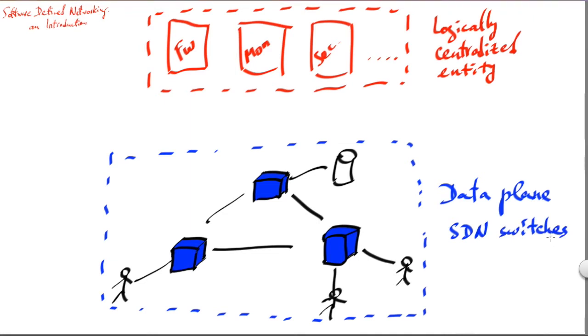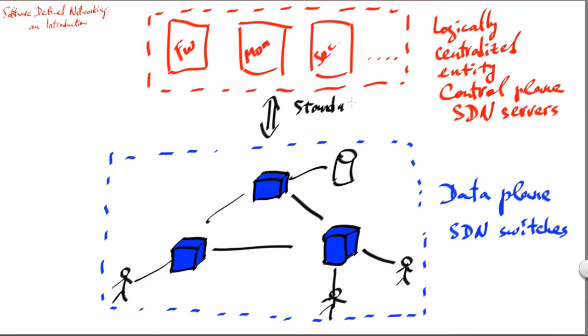While the logically centralized control plane consists of SDN servers that would implement all the network management logic our network needs to maintain. And of course, we need some standard interface between the control plane and the data plane, and that will be implemented using some standard API. And one of the recent proposals to use it is a standard OpenFlow protocol, which describes both the configuration of the switches and the interface between the switches and the servers.